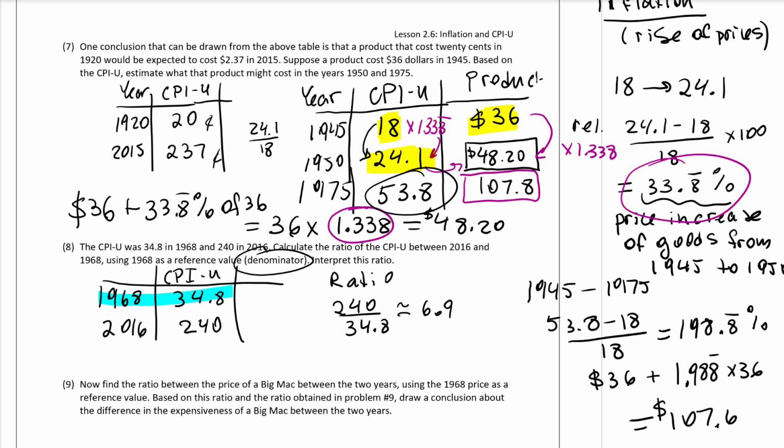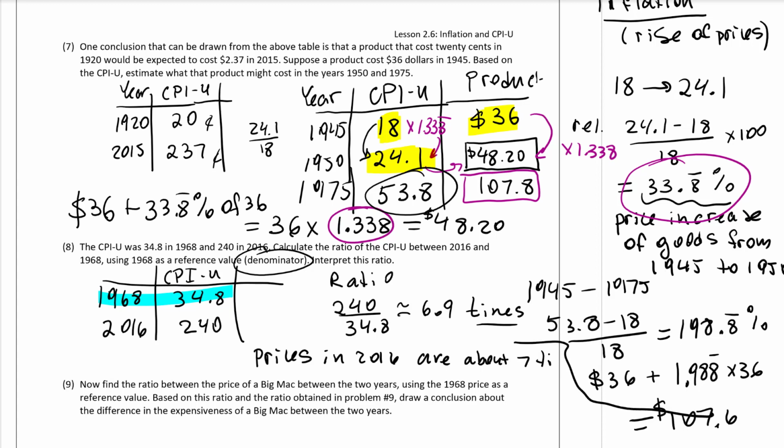All right, so we have been emphasizing this for some time now in this lesson. What the CPI-U measures are the prices of goods in a given year. So when you do the ratio, remember the key word here is times. That means that prices in 2016 are about 7 times the prices in 1968. So things are 7 times more expensive in terms of nominal value.